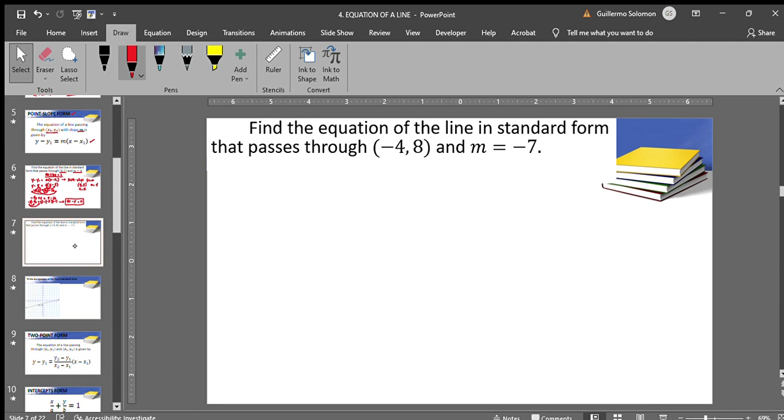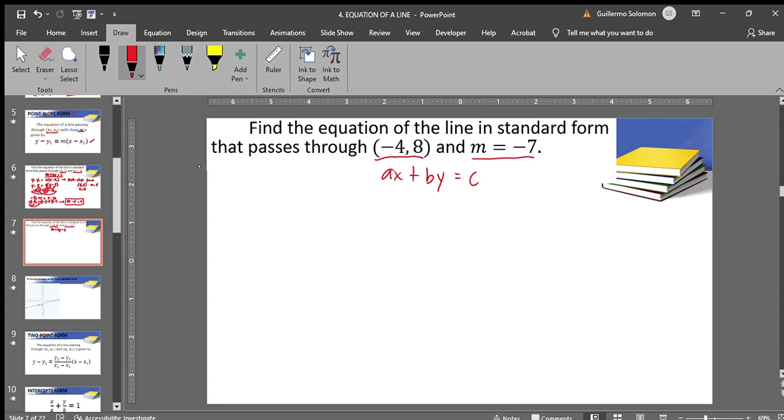Okay, and let us compare your answers sa sagot na makukuha natin. Okay, so find the equation of the line in the standard form that passes through negative 4, 8, and has a slope of negative 7. So tandaan that we need to write our linear equation in the form of ax plus by is equal to c. So that is in the standard form. Now, we have a given here, negative 4, 8, and a slope of negative 7.